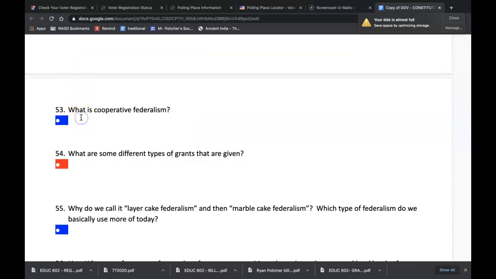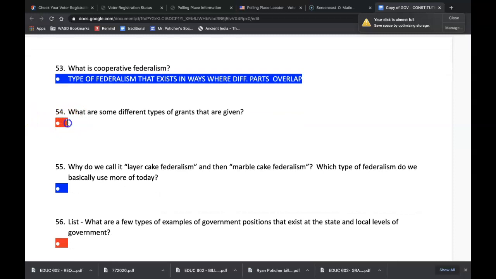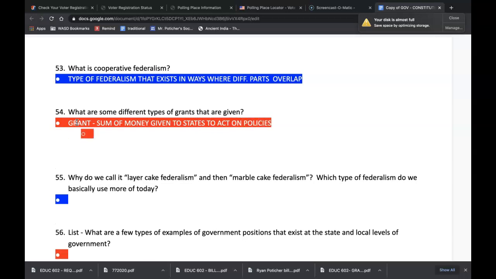What is cooperative federalism? Cooperative federalism is essentially the type of federalism that exists in ways where different parts overlap and do things that way. What are some different types of grants that are given? Well, essentially, what is a grant? A grant is essentially a sum of money given to states to act on policies. In many ways, the way you get a grant is you have to, of course, act on policies in a way that aligns with the national government.